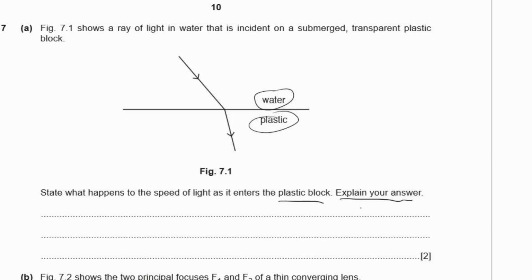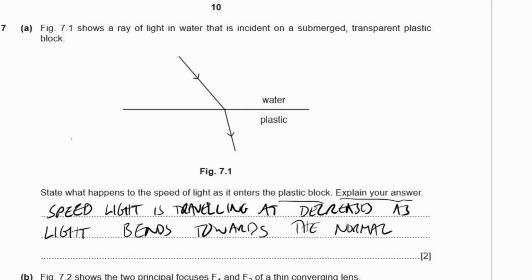Okay, well straight away I can actually tell you what happens. The speed that light is travelling at decreases as it travels from water to plastic. How do I know that? Because the light bends more towards the normal line. It would normally be travelling in that direction. It's bending towards this normal line here. And that means that the speed is decreasing. So there we go. The speed light is travelling at decreases as light bends towards the normal.